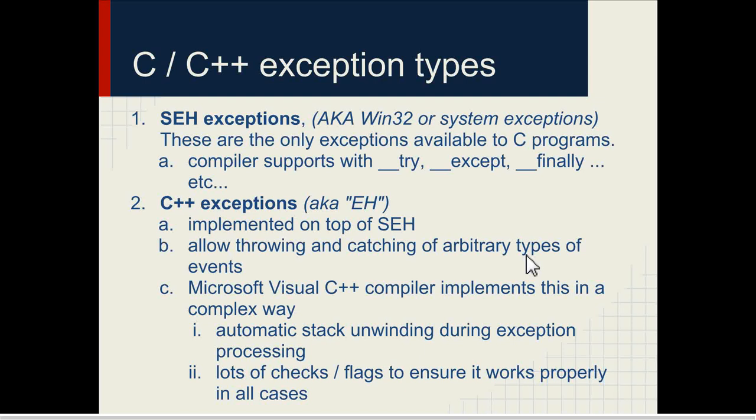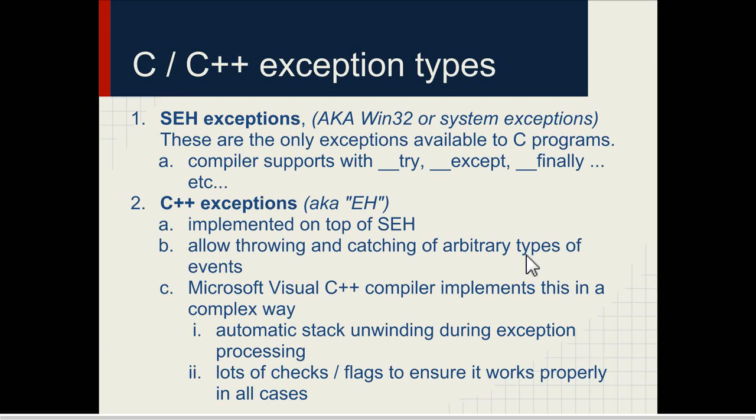So there are two types of exceptions. There's SEH exceptions that are the only ones available to C programs. And so the compiler supports them with try, except, and finally, and stuff like that. And then there's C++ exception handlers, which are implemented on top of SEH. Everything in C++ basically supports abstraction, building things on top of existing functionality, the whole notion of inheritance and object-oriented programming. So the Microsoft Visual C++ compiler implements this in a very complex way. But what it does is it allows for throwing and catching of arbitrary types of events.